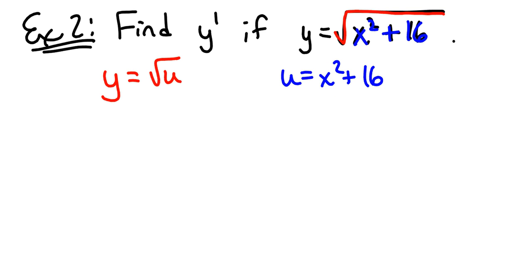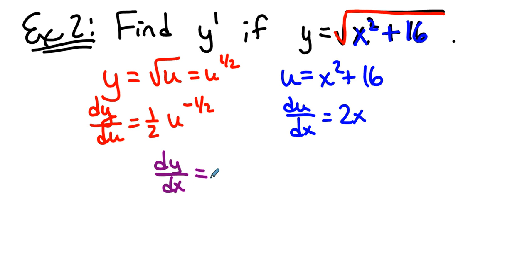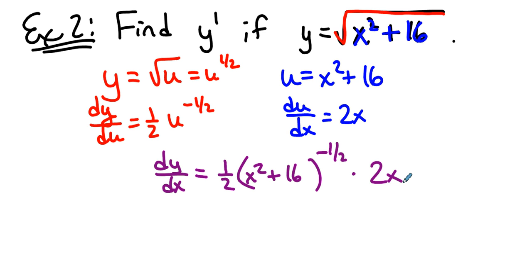Because we can decompose, we can write this in its layers, and we can deal with each layer on its own. The derivative of u to the 1/2 is 1/2 u to the negative 1/2. The derivative of x squared plus 16 is 2x. What the chain rule says is that dy dx is the product of these two things. 1/2 u to the negative 1/2, but what was u? It was x squared plus 16, times 2x.